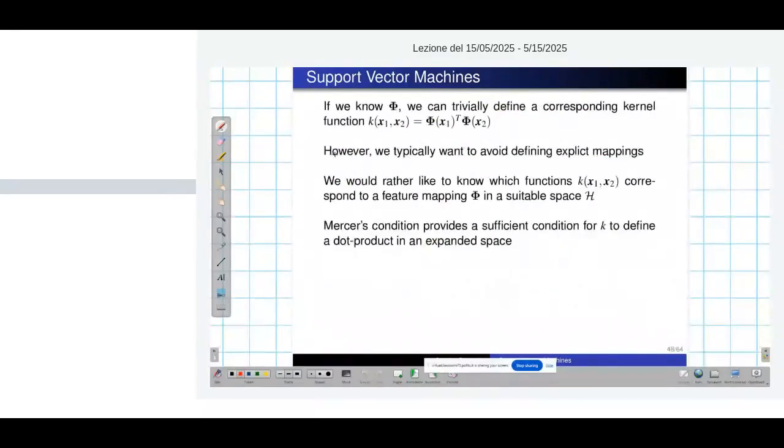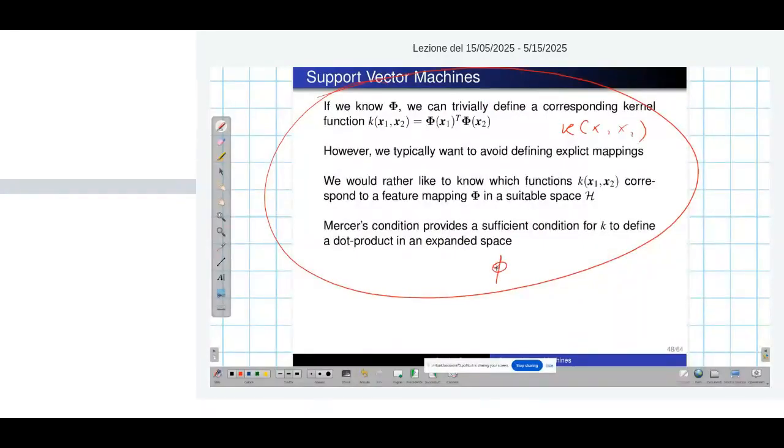Now, a question is, which kind of function k can I use as kernel function? Trivially, if we have a function phi that does the expansion, a naive kernel function is just a function that computes explicitly the expanded features and the product. Typically, this is not very interesting because it's maybe expensive to compute, but this shows that for any feature expansion, we can devise at least one equivalent kernel function. Maybe not efficient, but it exists.